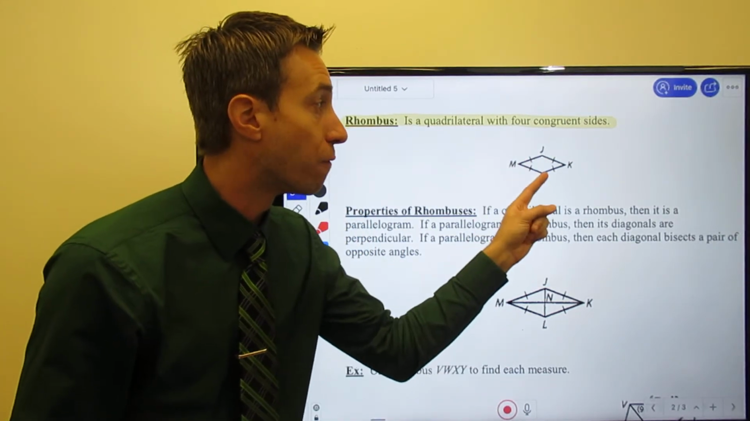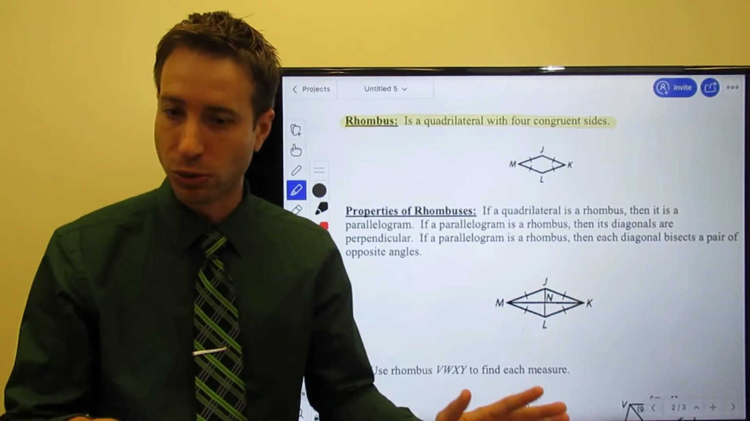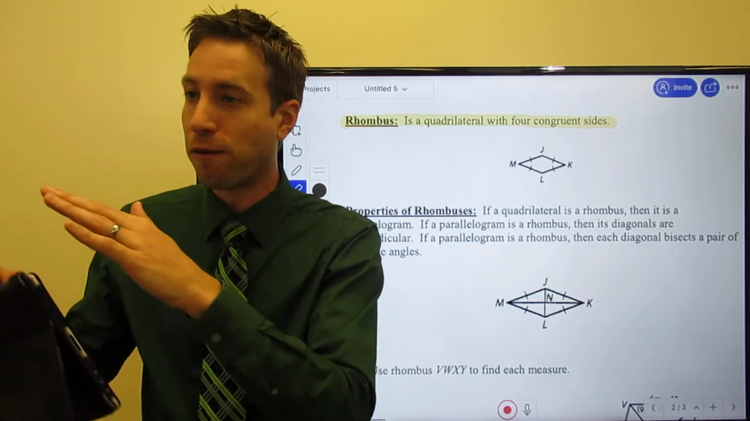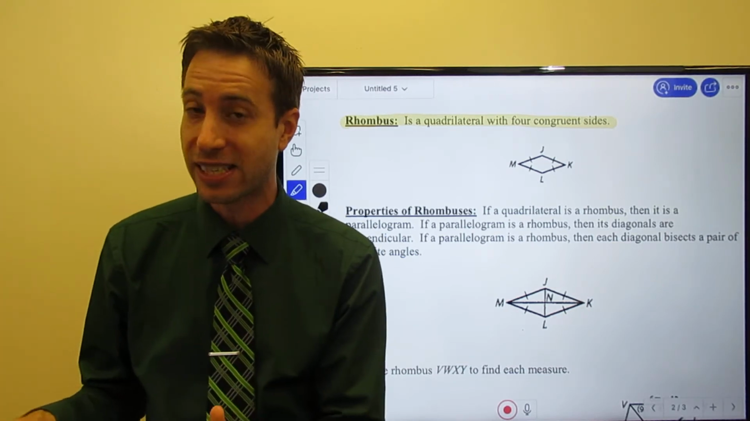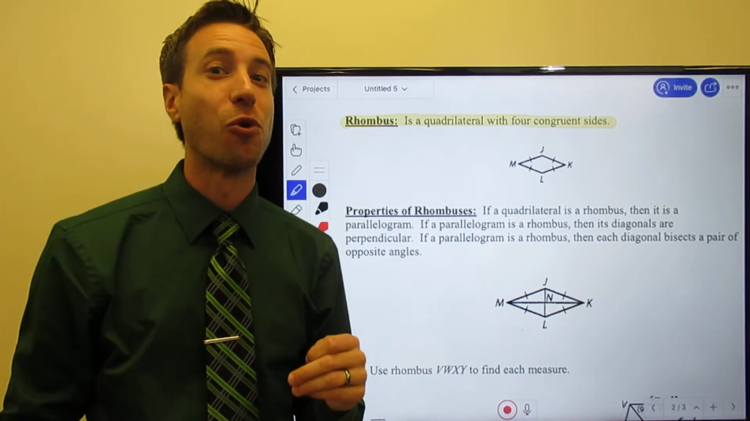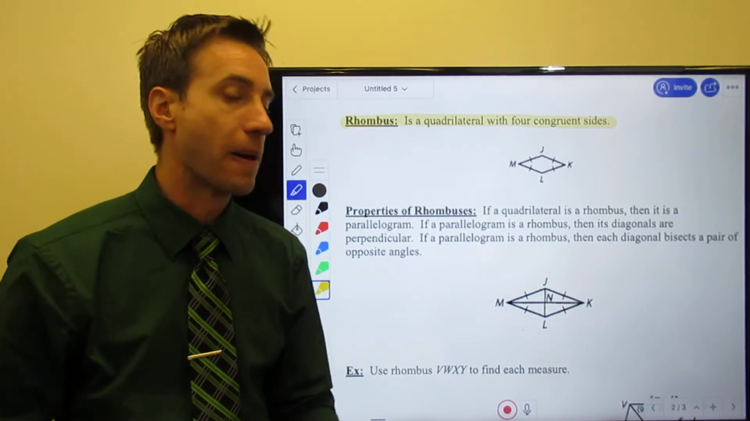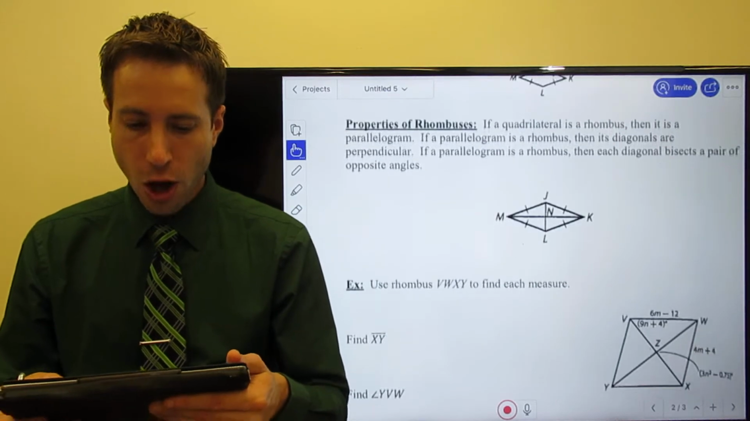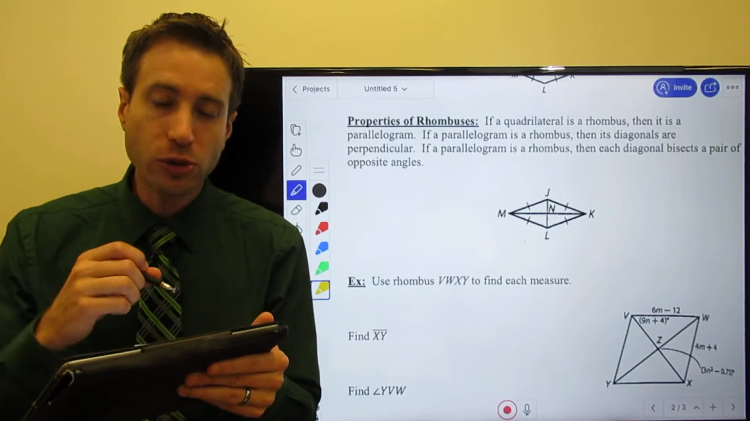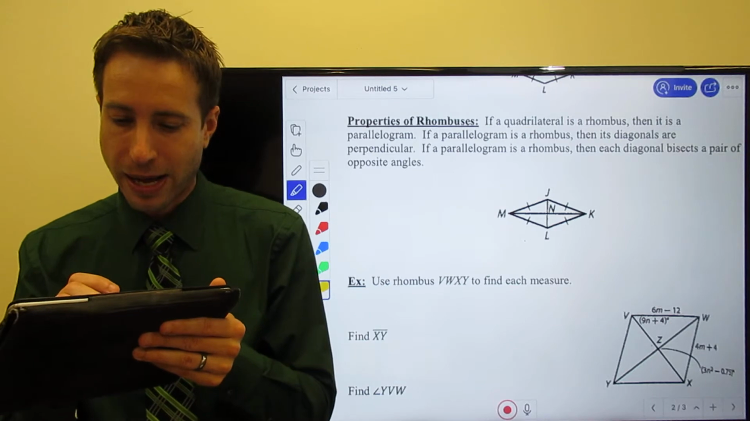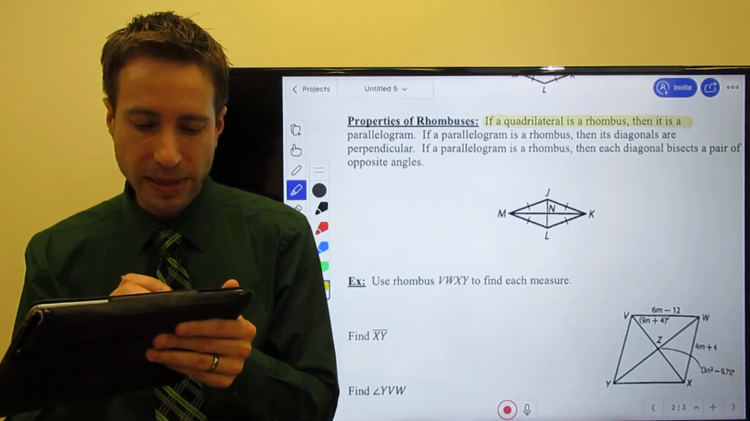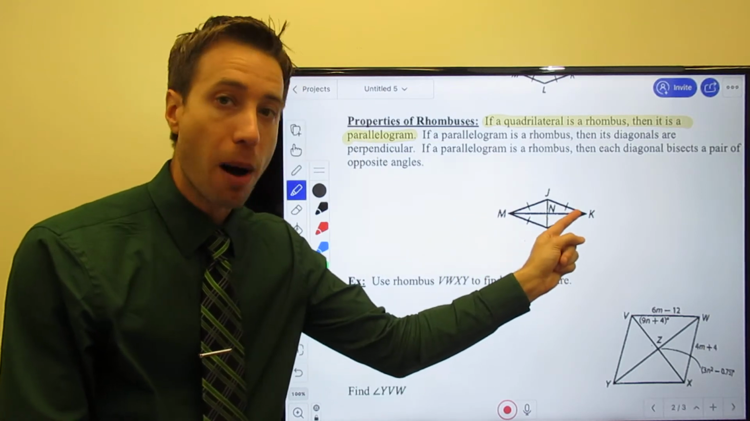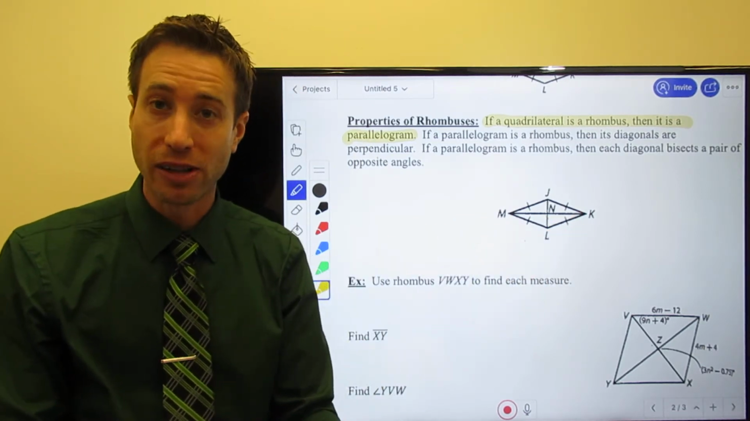That does not mean that all four angles are congruent. It absolutely does not mean that. We're now talking about the sides. So rectangles, all four angles are congruent, they're all 90 degrees. In a rhombus, all four sides are congruent. Now, what does that mean? Well, all of the properties about parallelograms still apply. So if a quadrilateral is a rhombus, then it is a parallelogram. Every rhombus is a parallelogram.